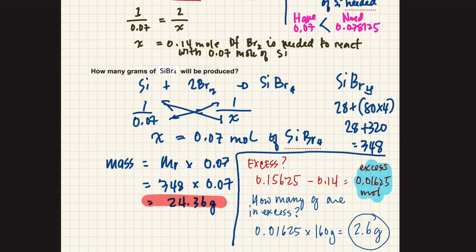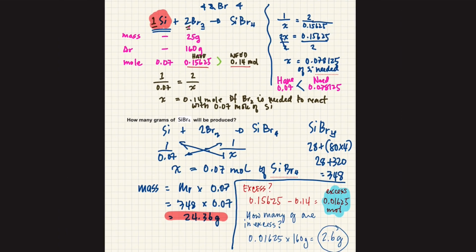So that means out of the 25 grams, how much was used? We only used 22.4 grams, and 2.6 grams was not used, did not react. So how did I get 22.4? It's 25 grams minus the excess, 2.6. So that means 22.4 grams of bromine reacted with silicon, and out of that, 2.6 grams of bromine was in excess.